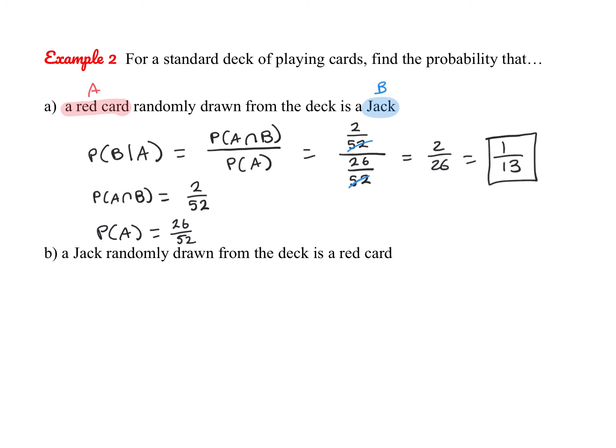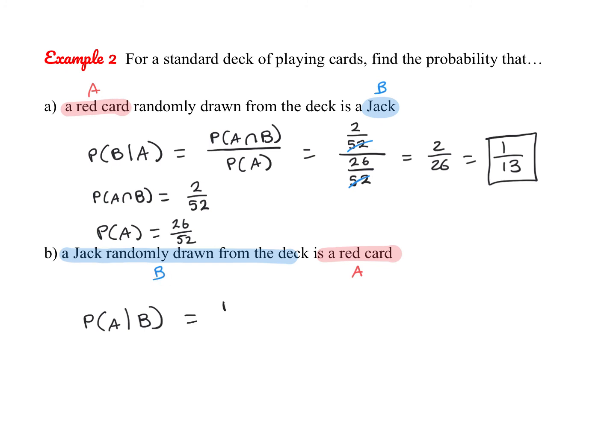All right, now let's look at part B. This one says find the probability that a jack randomly drawn from a deck is a red card. Now this time you can see that event B is the condition. It's the condition that it is a jack. Then what's the probability that given that condition, we also draw a red card? So in this case, we are finding the probability of A given B. Again, being a jack is the condition, and finding a red card is the probability that we're finding given that it is already a jack.